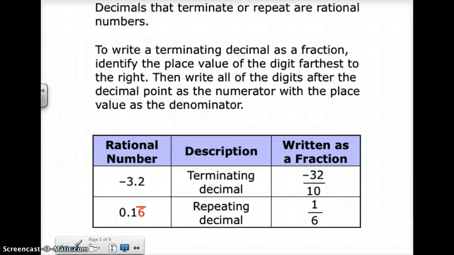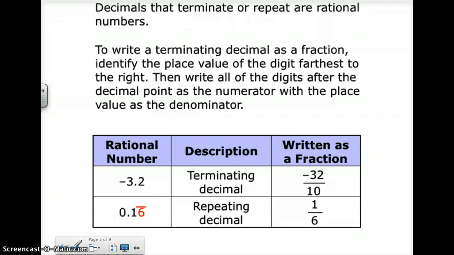Decimals that terminate or repeat are also rational numbers. Now let's start with what a terminating decimal is. A terminating decimal is any decimal that ends. It has a final end when changing your fraction into a decimal. To write a terminating decimal as a fraction, you must identify the place value of the digit farthest to the right.